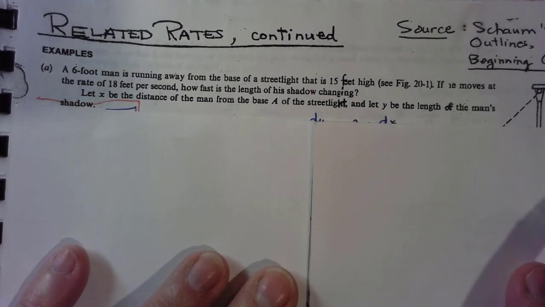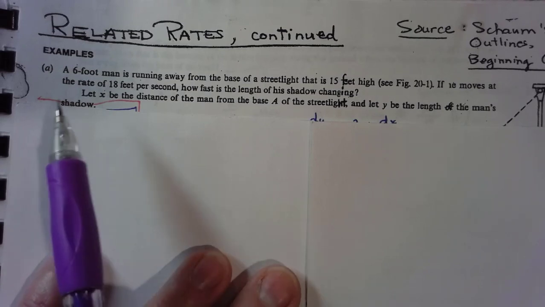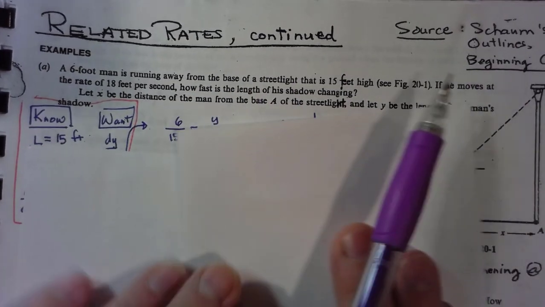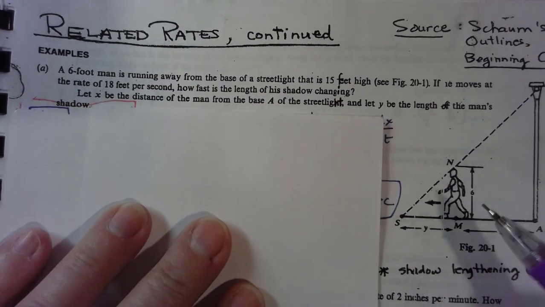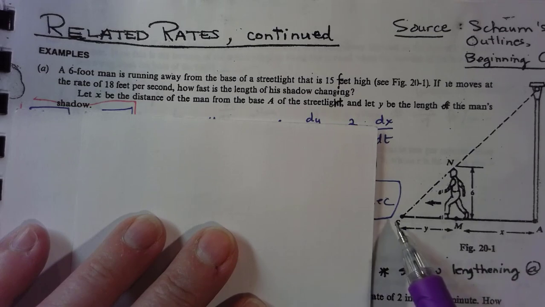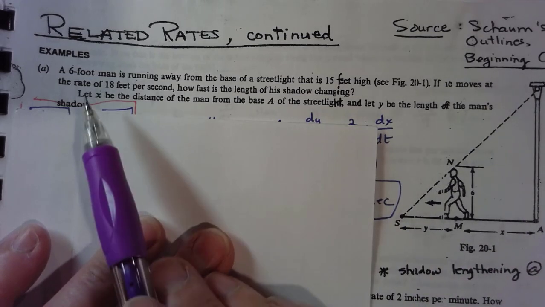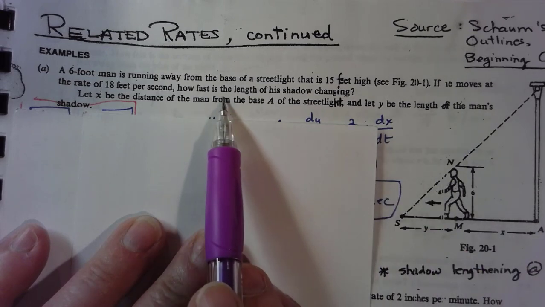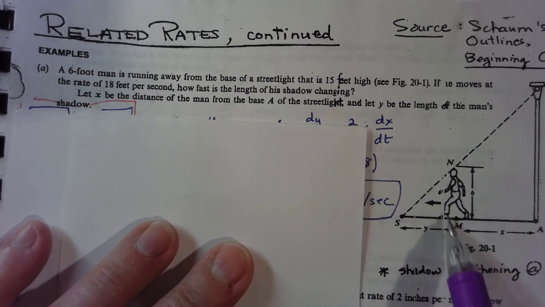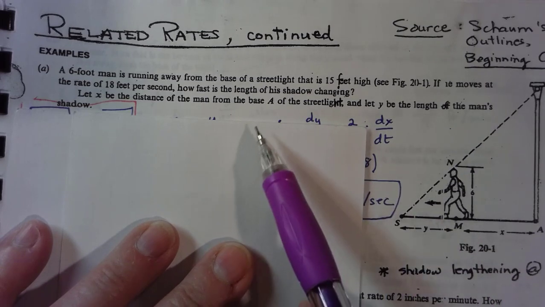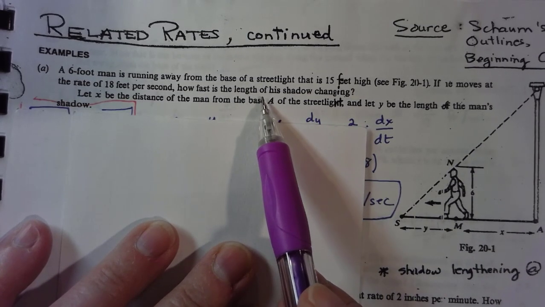We are now going to work two problems. A 6-foot man is running away from the base of a street light that is 15 feet high. Here's my street light. Here's my 6-foot man. Here he is running away. If he moves at the rate of 18 feet per second, how fast is the length of his shadow changing? So think about it. The shadow's down here, right? How fast is the length of his shadow changing?